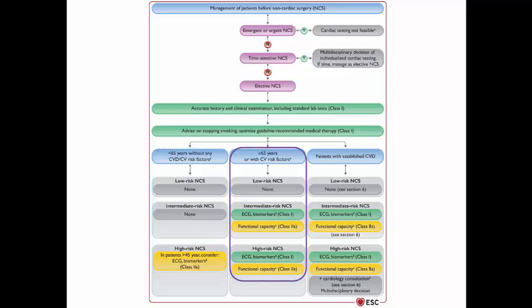If the patient is older than 65 years or has risk factors for cardiovascular disease, if it is a low-risk procedure, no need for investigation, but if it is intermediate or high-risk surgery, we need to arrange for ECG, biomarkers, and assess the functional capacity, and we are going to discuss later why we need to assess the functional capacity in some patients. But if the patient has established cardiovascular disease in low-risk surgery, no need for investigations. In intermediate risk, we need the ECG, biomarkers, and assessing functional capacity. In case of high-risk surgery, we would add a cardiology consultation and a multidisciplinary decision whether to proceed or postpone the surgery.